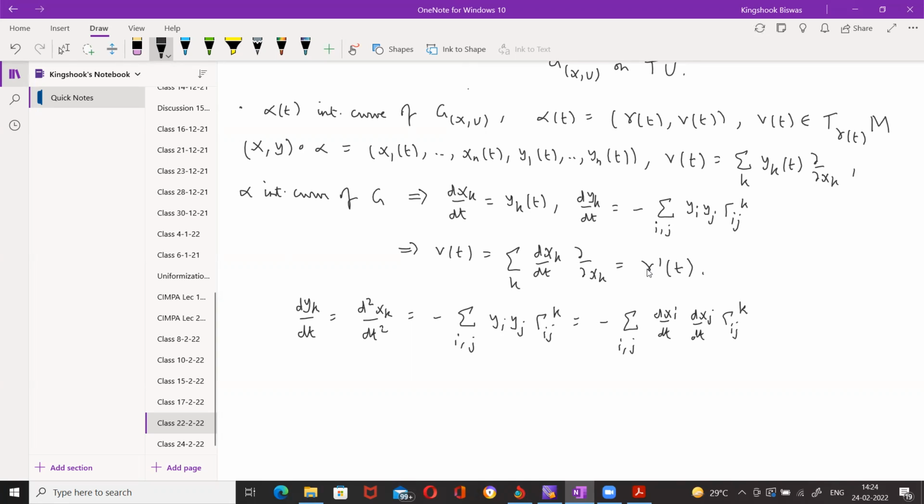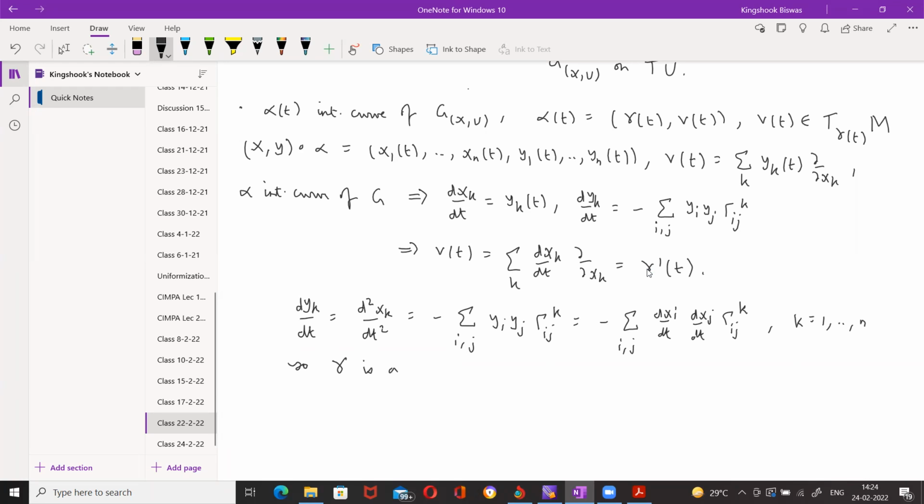In other words, x satisfies the geodesic equation, the second order equation, right? The second order system of equations. Is this clear? So therefore, the curve x1 to xn, that is the curve gamma t. Gamma is a geodesic. Is this clear now?